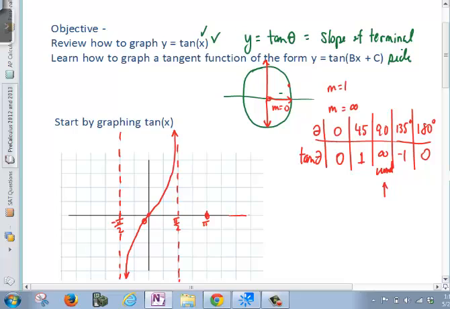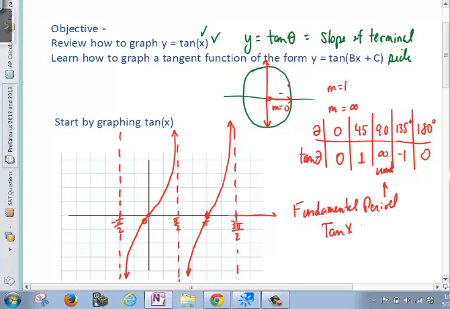So if I were to extend out the axis and make this go out to 3 pi over 2, I would have another asymptote, and the tangent function would proceed as follows. And this repeats itself over and over again. And another note is that the fundamental period of the tangent function is pi radians. If you're in degrees, that's the equivalent of 180 degrees.